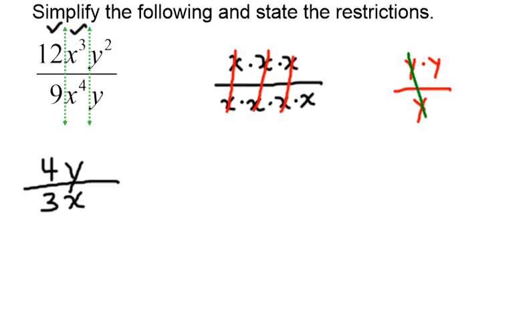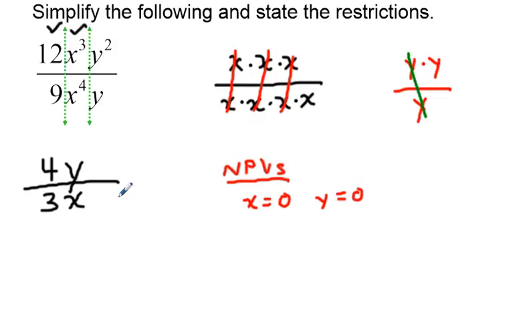Now, what I would also need to do in order to make sure that these are equivalent would be to determine the NPVs and make sure those are stated with my simplified expression. So I need to focus on the 9x to the 4 y. Now, since this is a monomial with the variables just with a coefficient, then if x was 0 or y was 0, then I would not be able to evaluate this expression. So I simply need to state here that the non-permissible values are x equals 0 and y equals 0.